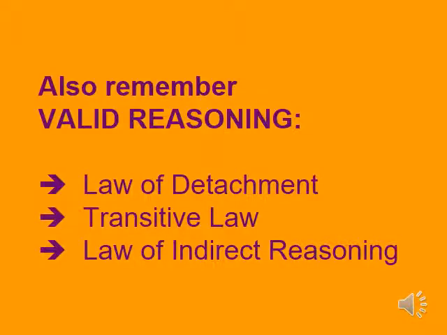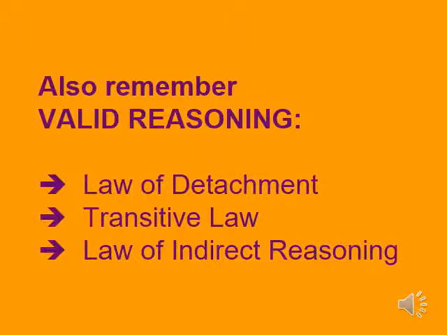Now, of course, earlier last week we also learned three kinds of valid reasoning. The law of detachment, where you knew an if-then sentence, you knew the if part was true, so you could say that the then part would definitely be true also. Transitive, where you had a bunch of if-then sentences that all led into the other, and you could go from the if part of the first one to the then part of the last one. And finally, indirect reasoning, which was the same as the contrapositive. You had if P then Q, so you could conclude if not Q then not P.